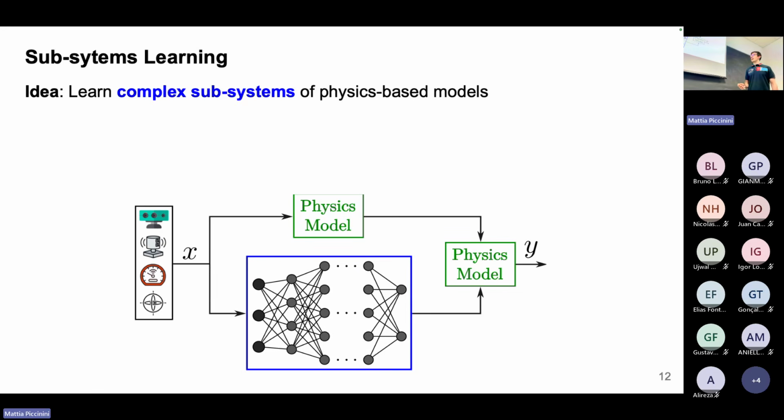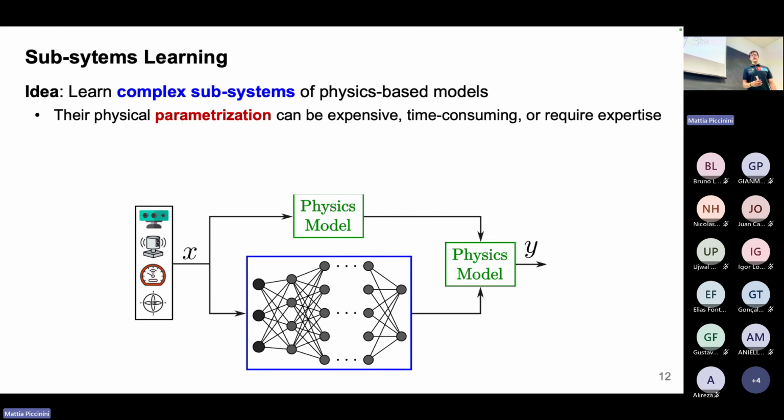So we have maybe different parts of our physics-based model that are interacting with a learning-based component. And why do we do that? Well, because maybe parameterizing this subsystem can be a bit tricky, a bit expensive, time-consuming, requiring expertise. So we just want to simplify the process and maybe potentially also do better than what we can do with the traditional parameterization or system identification.